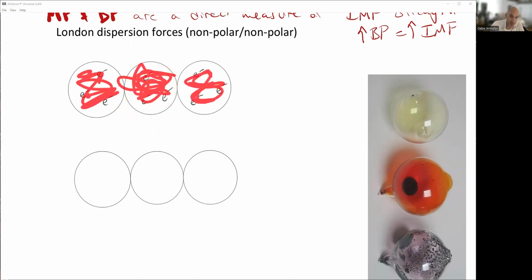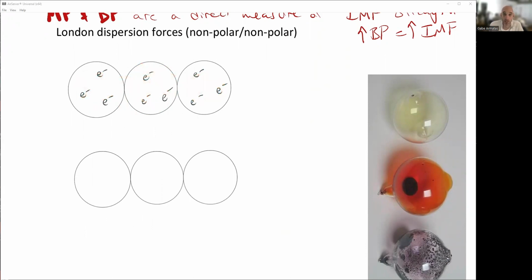There's nothing restricting them. Let's just say that's what nonpolar is. Something that's polar would be, well, all of the electrons prefer to be on one side, and therefore they pile up in one location. But here there's nothing restricting these electrons to any degree.